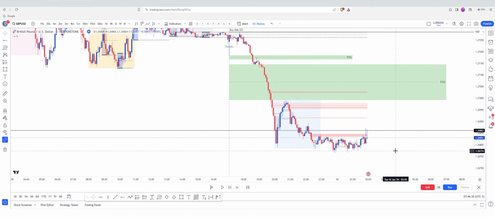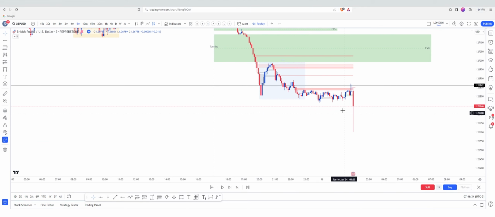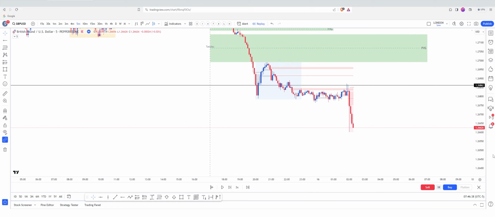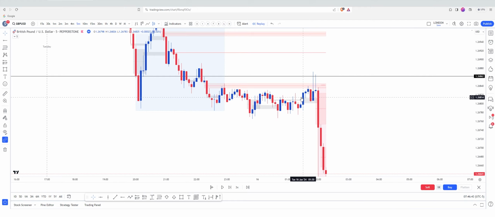As we begin scrolling through price action now, we can see that the news drops at 2 AM. We get instant displacement down. This gives us a unicorn entry based on these down closed candles here. Let's have a look. This is the breaker block, sorry.